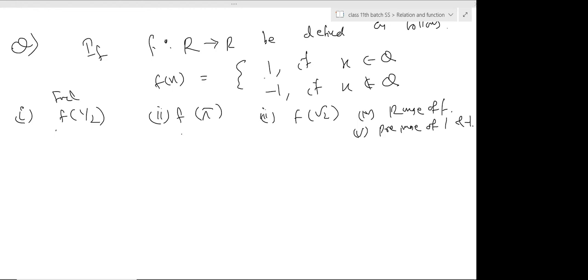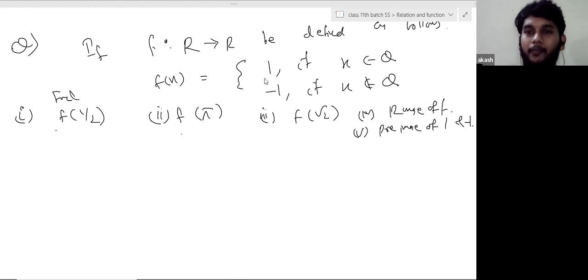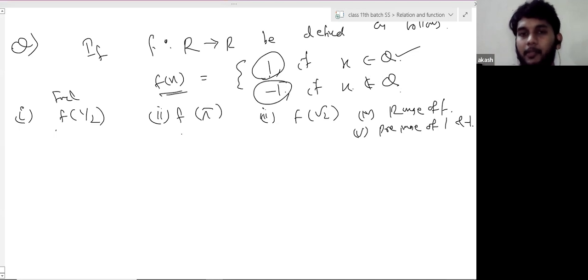See, this type of function is called a step function, right? What they did is they broke the function into two parts, but they are not two functions. It is a single function, defined on two domains: when x is a rational number, and when x is not a rational number. So looking at the domain, we decide the output. Let me explain in a very simple way.